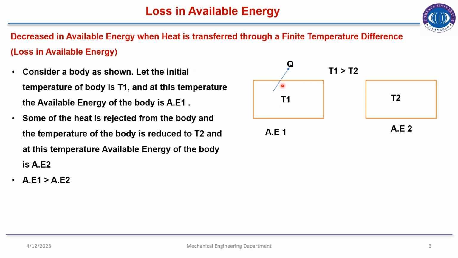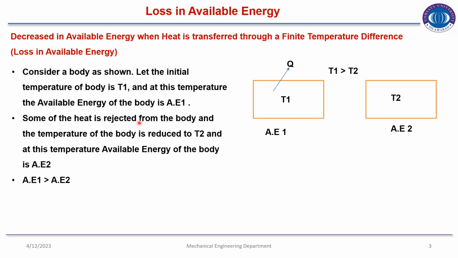Here two bodies are shown, one at temperature T1 and the other at temperature T2. Consider a body as shown. Let the initial temperature of the body be T1, which you may take as 100 degrees centigrade. At state 1 the temperature of the body is T1, and at that temperature the content of available energy of the body is AE1.